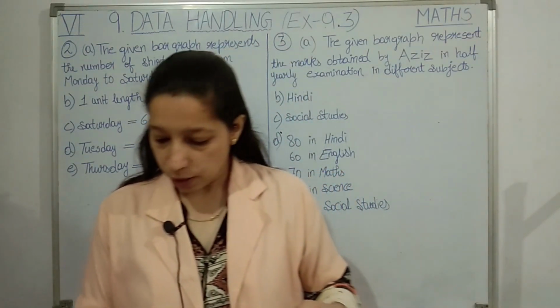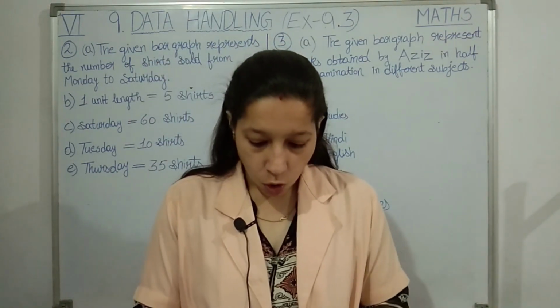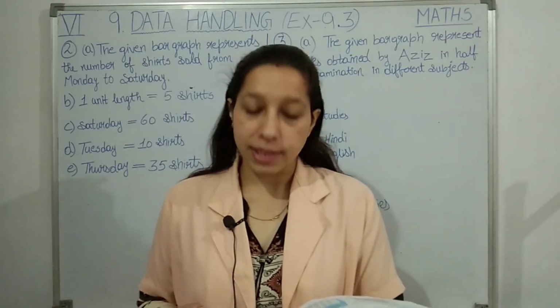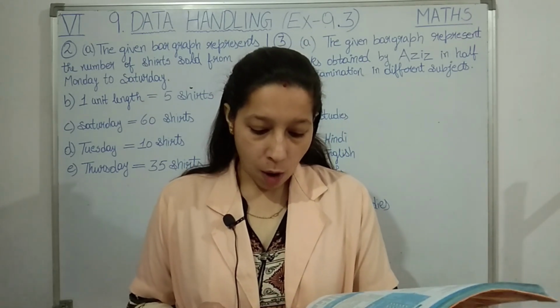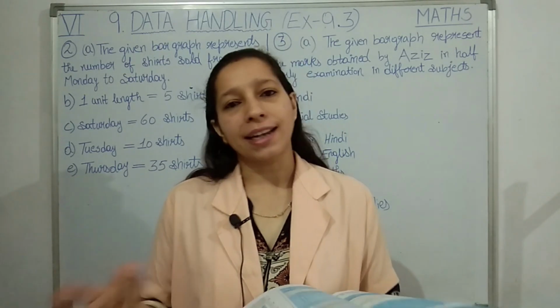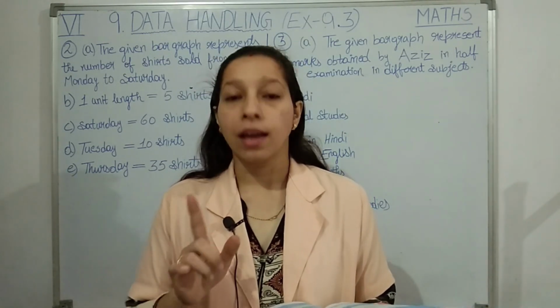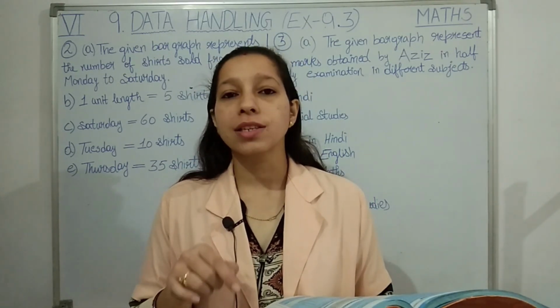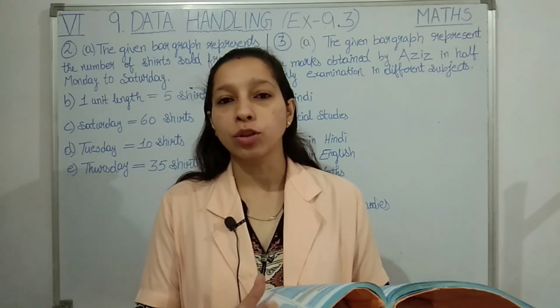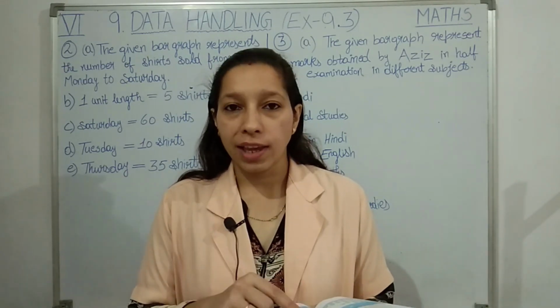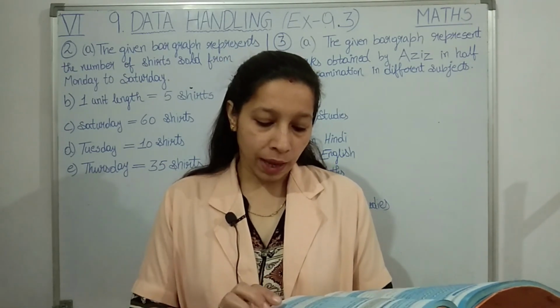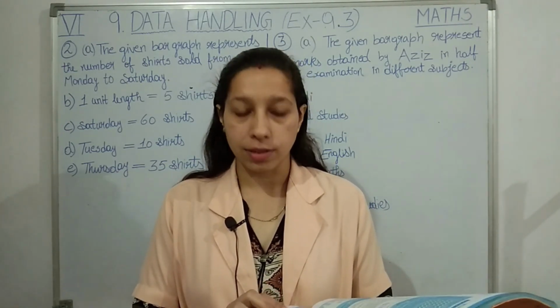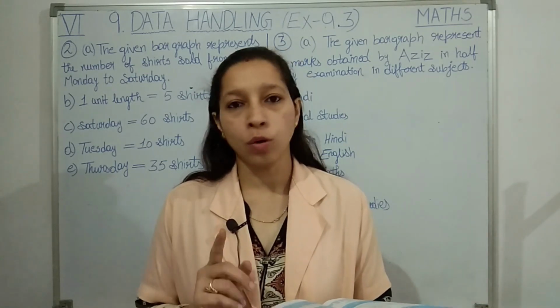So students, question number 2. Observe this bar graph which is showing the sale of shirts in a ready-made shop from Monday to Sunday. Now answer the following questions. Okay, first let us observe the bar graph, then we will see. Students, what information will we get through this bar graph? It is already given in the first line of the question. You can see it is showing the sale of shirts in a ready-made shop from Monday to Sunday.